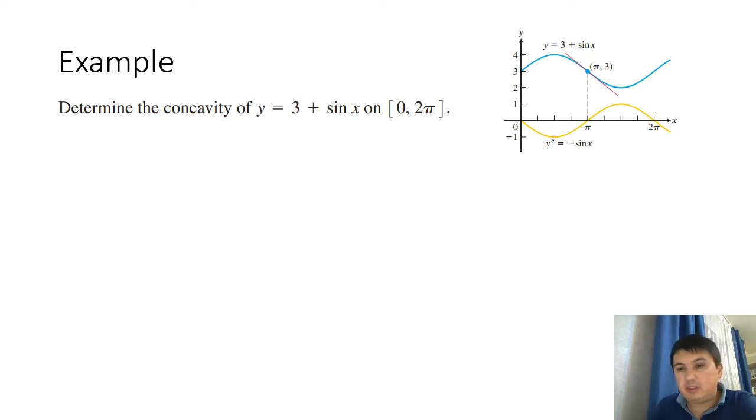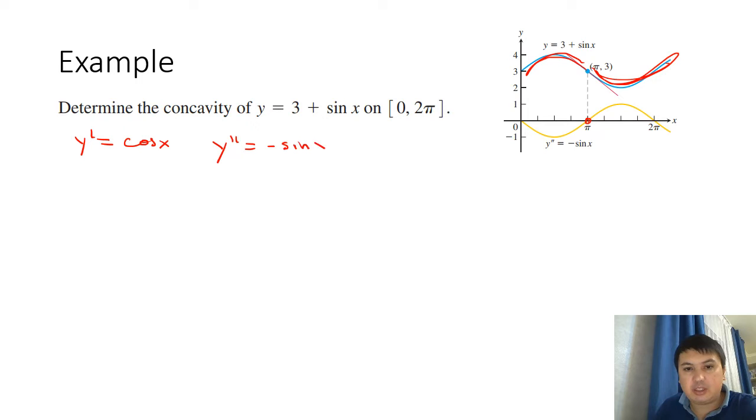So let's determine when the function 3 plus sine x is concave up and when it's concave down. The graph is given on the right in blue, but we will assume that we don't know the graph, right? From the graph, you can sort of see that here I see concave down, here I have concave up, etc. So somewhere around pi something changes. Anyway, what we do is take the second derivative. Well, what is the first derivative? It is cosine of x. If you take the second derivative, it is minus sine of x, right? Okay.